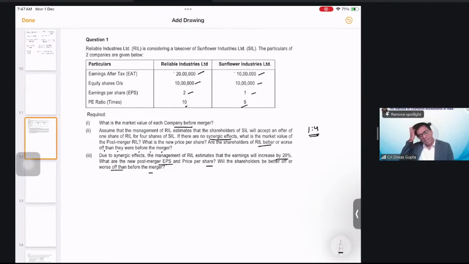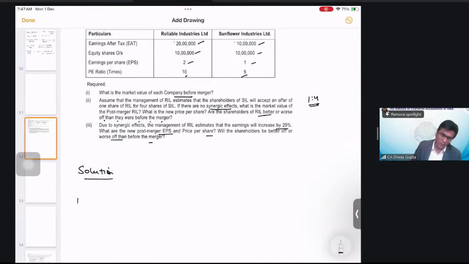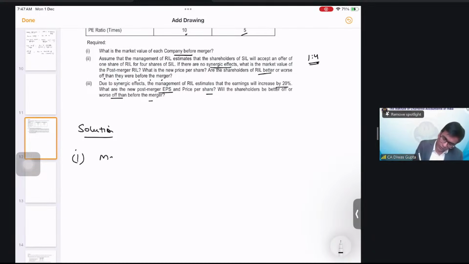So the question is actually asking you, in three different subparts, to first of all calculate the pre-merger value and then take the merger discussions ahead. Okay. So let's start, students. Let's start with the easier one, the solution. So the first part of the solution is to calculate the market value of each company before merger.